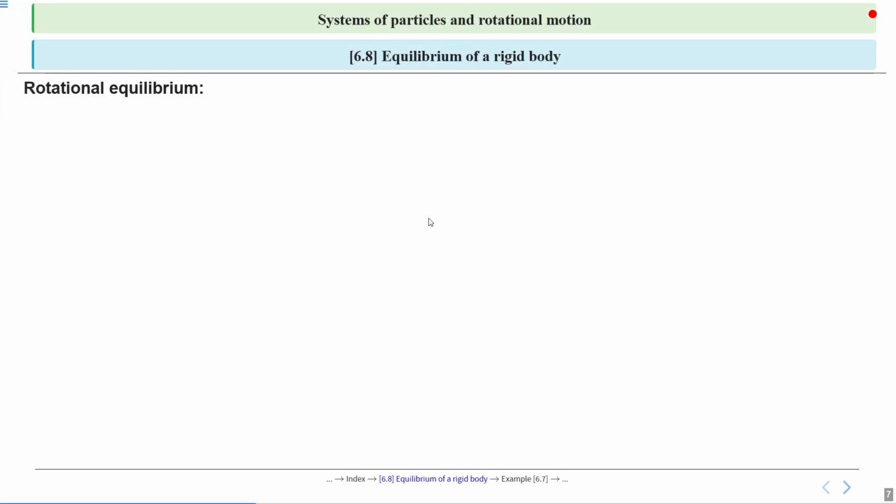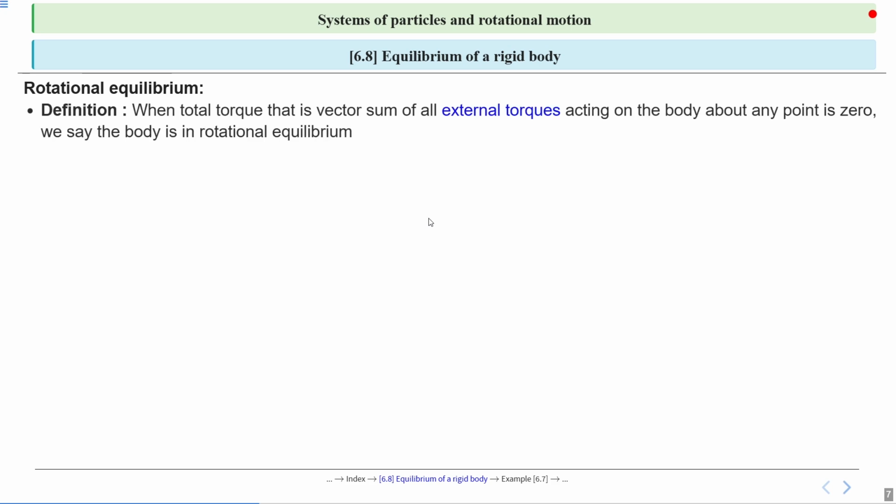Next, the second type of equilibrium is rotational equilibrium. We say a body is in rotational equilibrium when the total torque, that is, the vector sum of all external torques acting on the body about any point, is 0. In that case, the body is in rotational equilibrium.